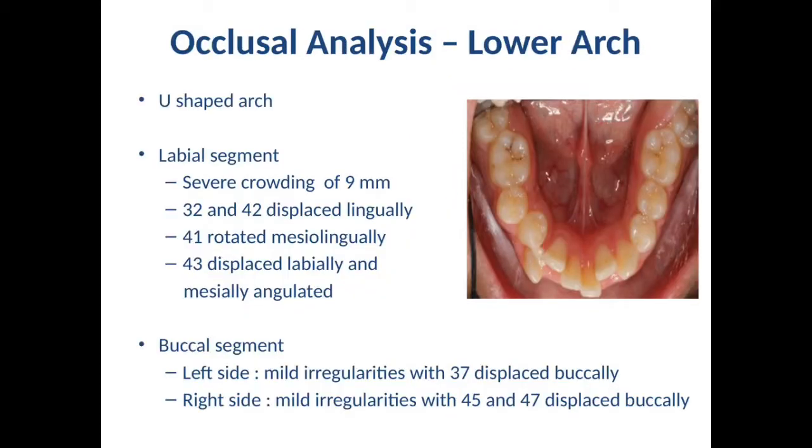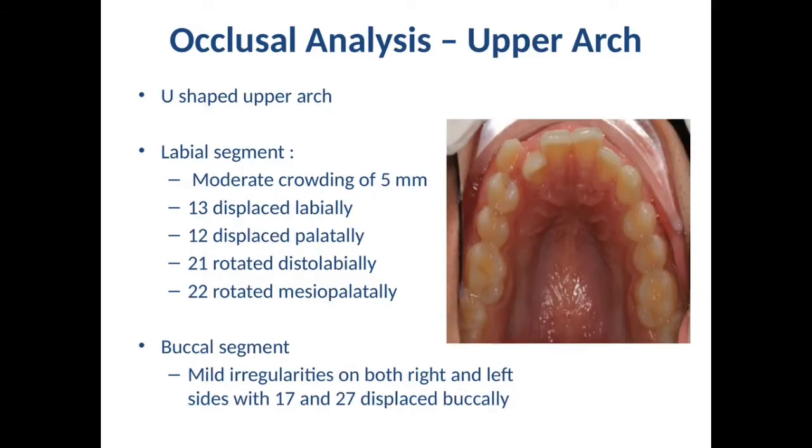For the occlusal analysis of the lower arch, the shape is a U-shaped arch. For the labial segment, there is severe crowding of 9 mm. 3-2 and 4-2 displaced lingually, 4-1 rotated mesiolingually, 4-3 displaced labially and is mesially angulated. For the buccal segment, both left and right side show mild irregularities with 3-7, 4-5 and 4-7 displaced buccally.